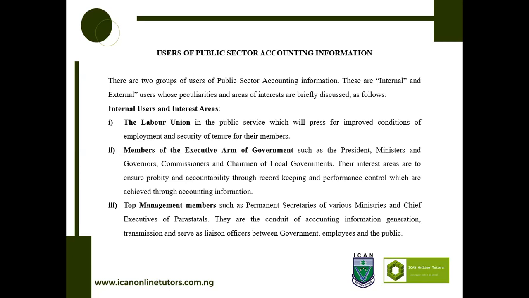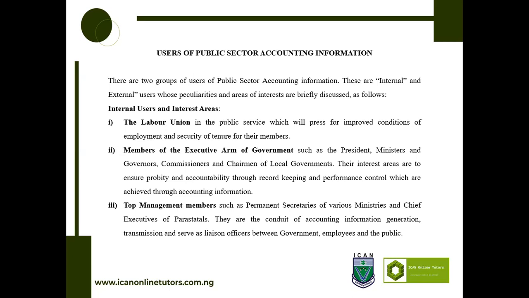So they must be accountable for all the financial activities, financial transactions that have occurred while they are running the office. So these are the primary users, the internal users of public sector accounting. The other user we have is the labor union.